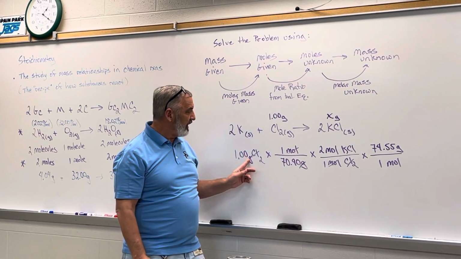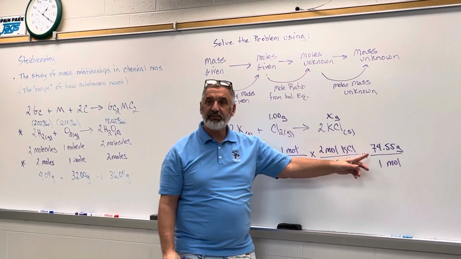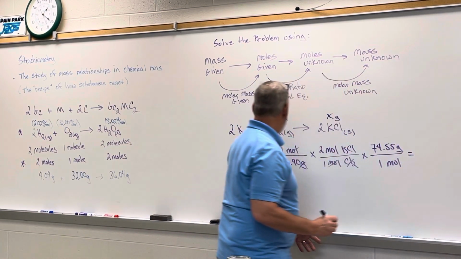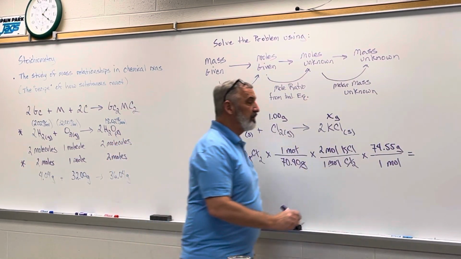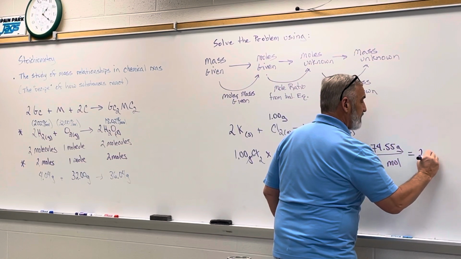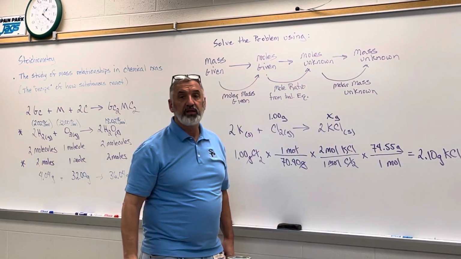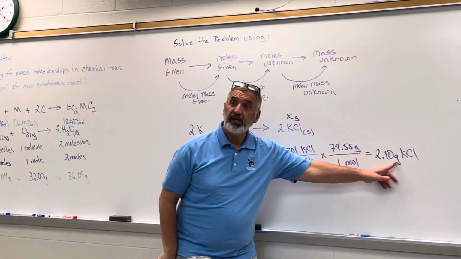So now you're going to go 1 divided by 70.90 times 2 times 74.55 equals, and to 3 sig figs, what do we get? 2.10 grams of KCl. Okay? So this is how I want to see your answer. I want to see a unit and I want to see a label.